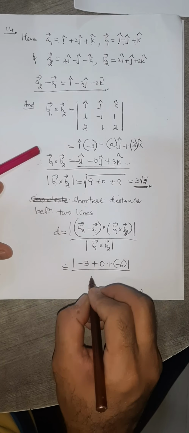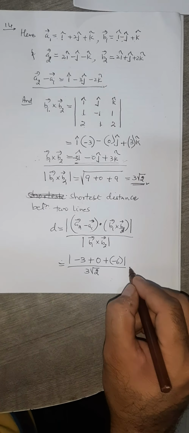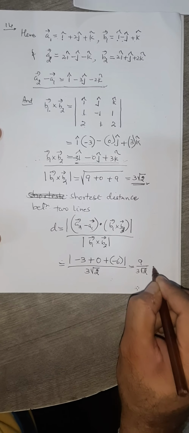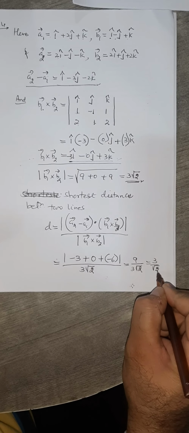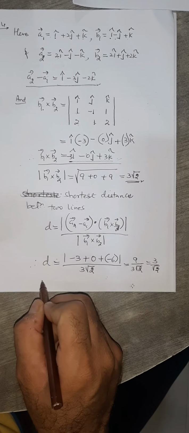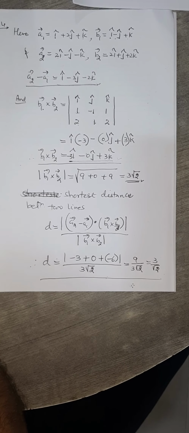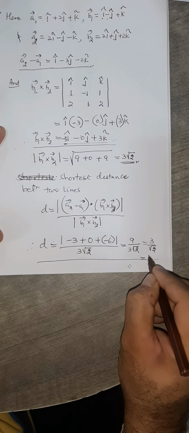Upon its magnitude. What's the magnitude? 3 root 2. So what will we get in the numerator here? In the numerator you will get 9, because the modulus is there, upon 3 root 2. So finally you will get 3 by root 2. If you want, you can rationalize, but in general this is the shortest distance, 3 by root 2. So this is the shortest distance between two lines. If you want, you can rewrite it by rationalization as 3 root 2 by 2. That way also you can write the shortest distance.